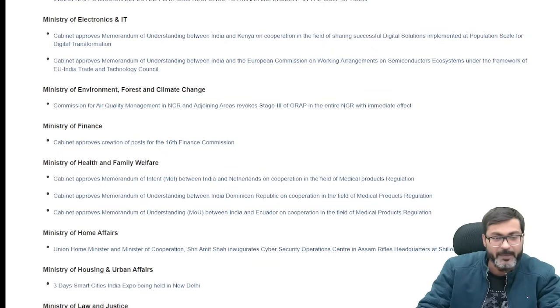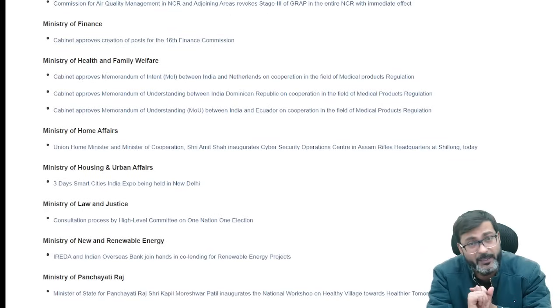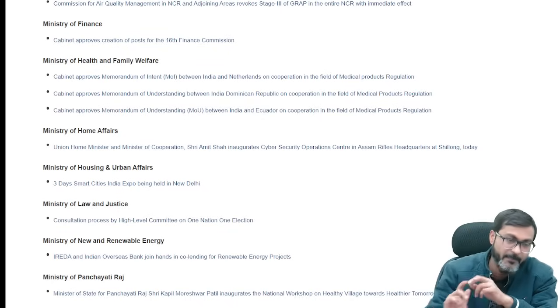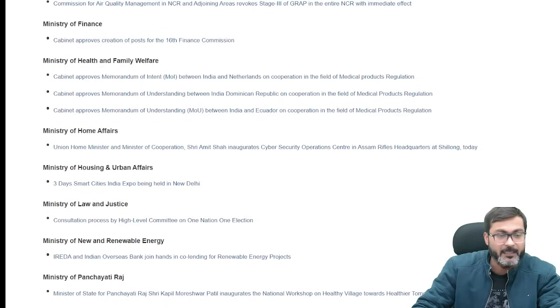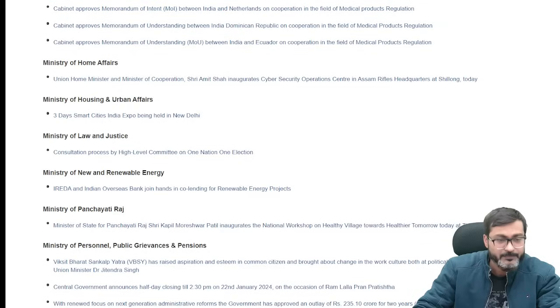Commission for Air Quality Management in NCR and adjoining areas revokes stage 3 of GRAP. Now this is something which is too technical, so you can ignore it. Cabinet approves creation of post for the 16th Finance Commission. The 16th Finance Commission is important, but creation of post is not important for us, right? Again, you can see under the Ministry of Health and Family Welfare, they have just repeated those MOUs, right? So you can ignore it.